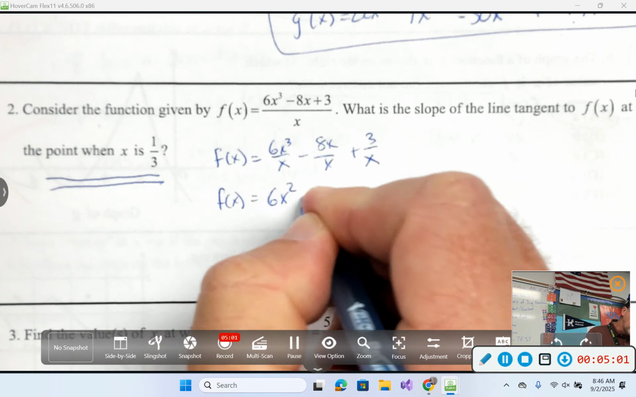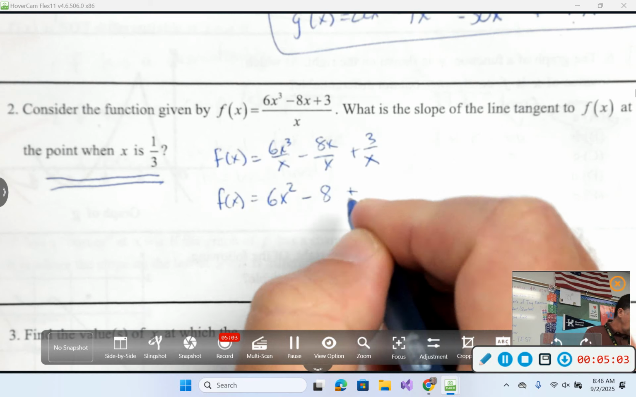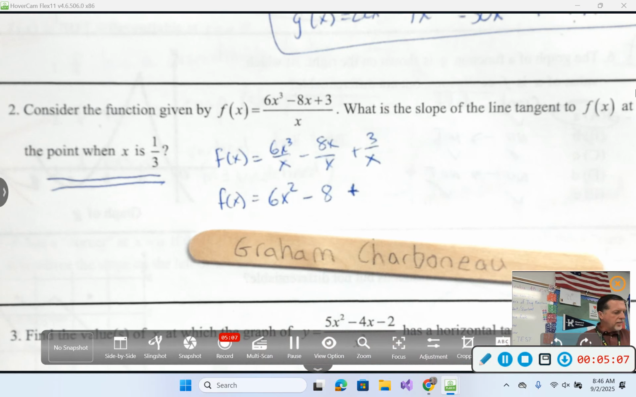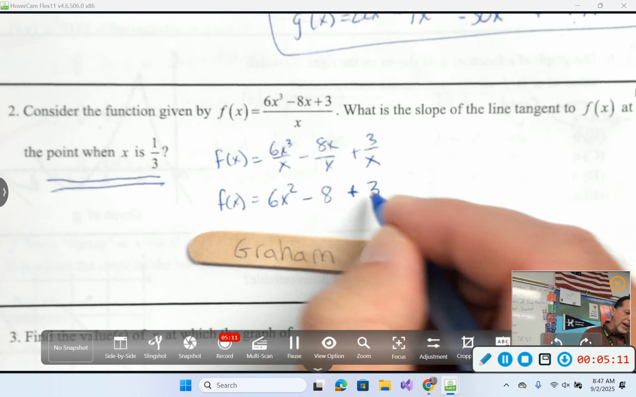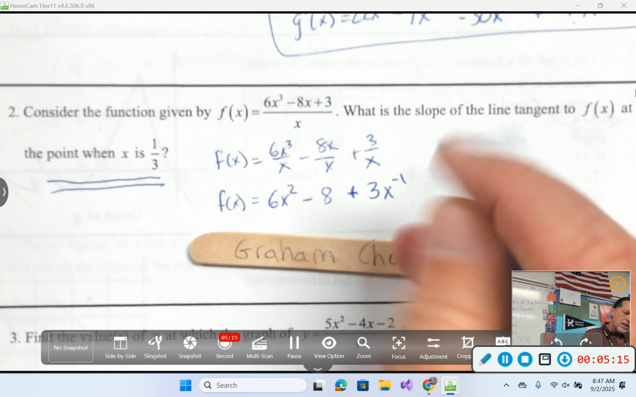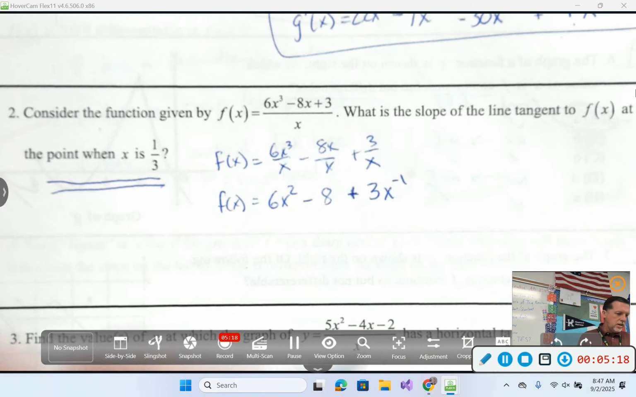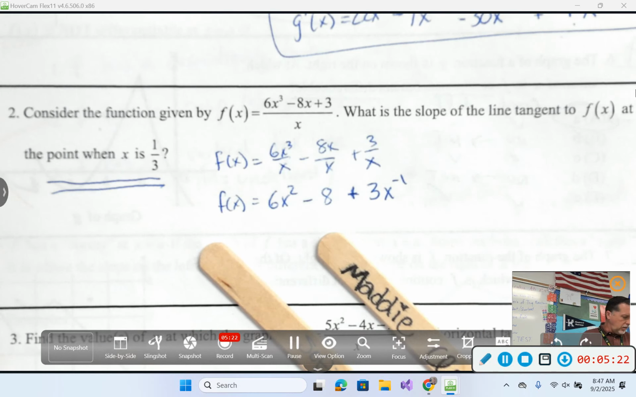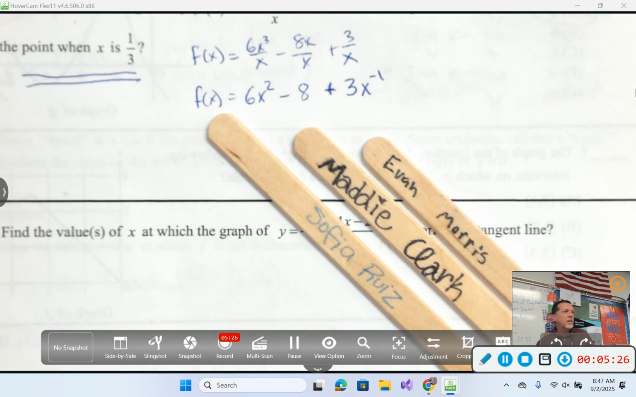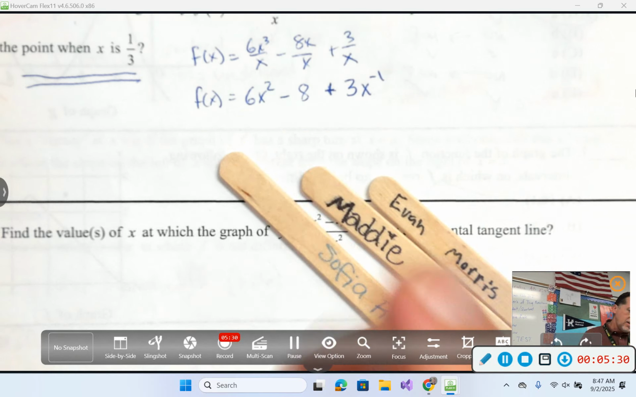So 6x squared minus 8 plus 3 over x. I know there's nothing wrong with 3 over x, but if I want to take a derivative, I don't really like it to look like that. So what's a better way to write that? X to the negative 1. That looks better. Now I'm ready to take a derivative. So, Sophia, start us off. What's the derivative of 6x squared? 12x.